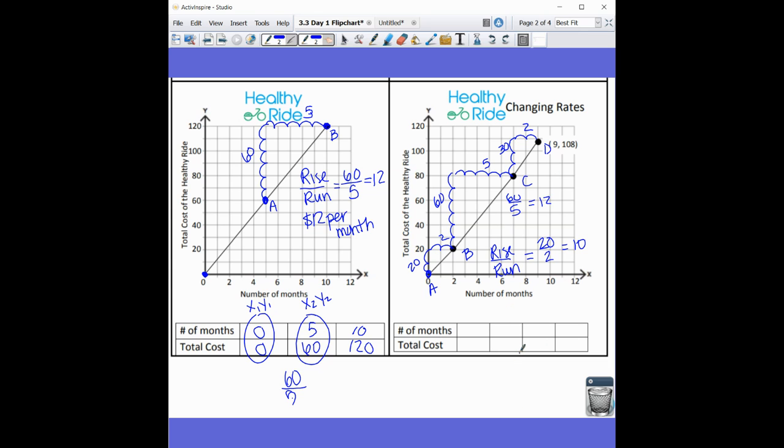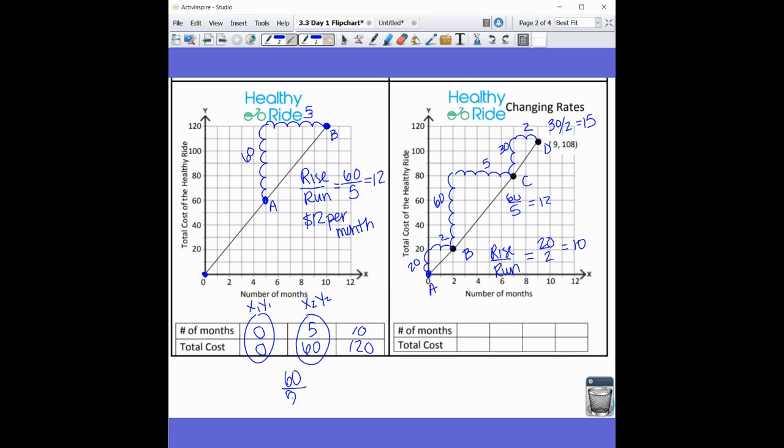So from month 7 to month 9, what's your cost per month? 15. Because when I do rise over run, we get 30 divided by 2, which is 15. So you can see, if you look closely at the graph, it's not a nice straight line. Your slopes are different, you get steeper as you go. The smaller my number is, the less steep my line is. You can see I'm kind of climbing up.